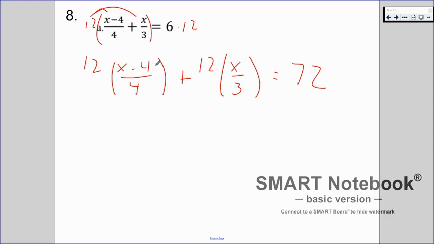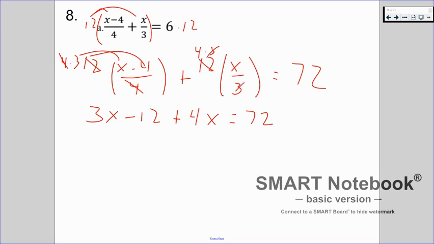And here's the idea. I got 12 by looking at 4 and 3. So 12 is really 4 times 3. So I could write 4 times 3 here instead of 12, and I could write 4 times 3 here instead of 12. Because what I want to do is simplify out the fraction. So 4 over 4 is 1. So really, I'm just taking the 3 times this part of the fraction. Make sure I distribute. So I get 3x minus 12. Here, this 3 and this 3 are going to simplify out. So then I get a plus 4x. And then I still have my 6 times 12 of 72 over there.